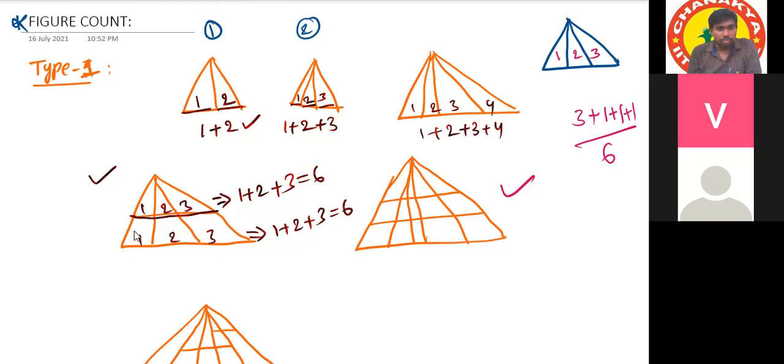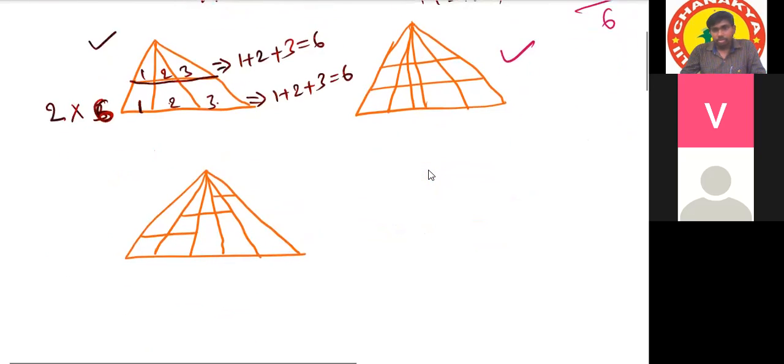So here we can do one more thing also. If you find 1, 2, 3, simply 3, sorry, 3 means it is 6 now. For the below base it is 6 now. So directly we can multiply with the number of horizontal lines. Got it? Yes, sir.